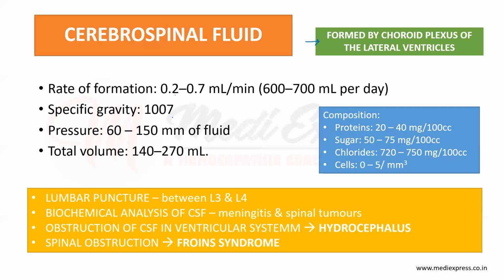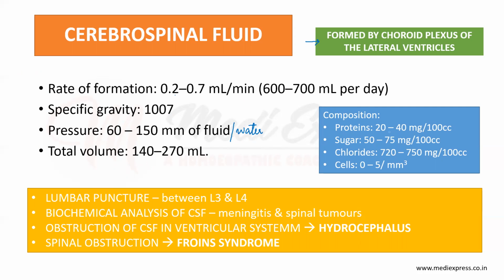Specific gravity is 1007. The cerebrospinal fluid pressure is 60 to 150 mm of fluid, or 60 to 150 mm of water. The total volume is a range, that is 140 to 270 ml. So this is something about the rate of formation, specific gravity, pressure of CSF, as well as total volume of CSF.